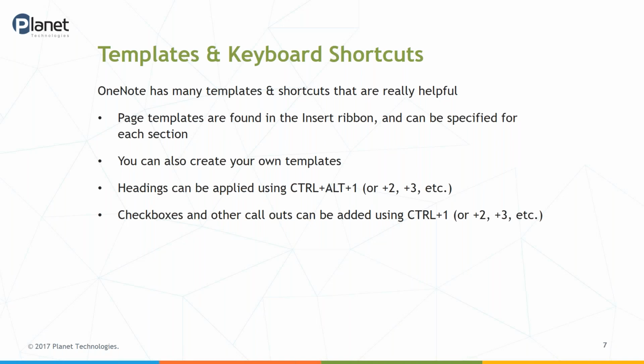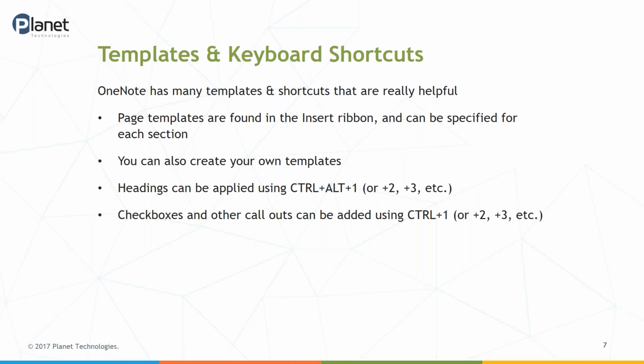We don't have to actually make them. So the page templates are found in the Insert ribbon, and we can specify which is the default for each different section. You can also create your own templates. We'll look at that. And then the headings can be applied using the keyboard shortcut Control Alt 1, 2, 3, etc. So we'll look at those. And then we do have checkboxes and other callouts that can be added by using the Control 1, 2, 3, etc. So we'll look at those as well.